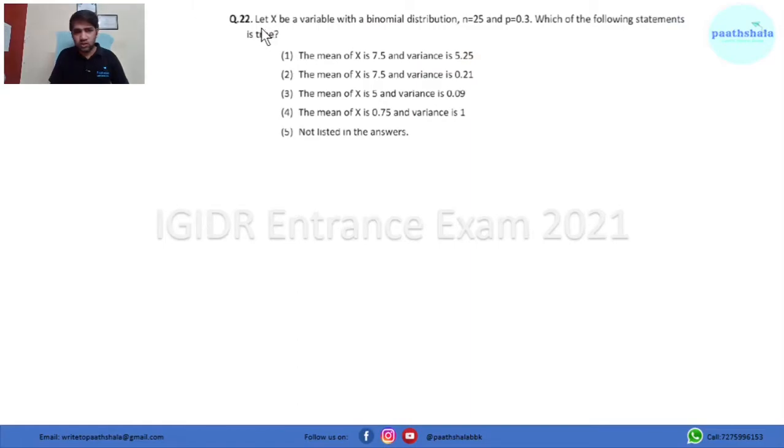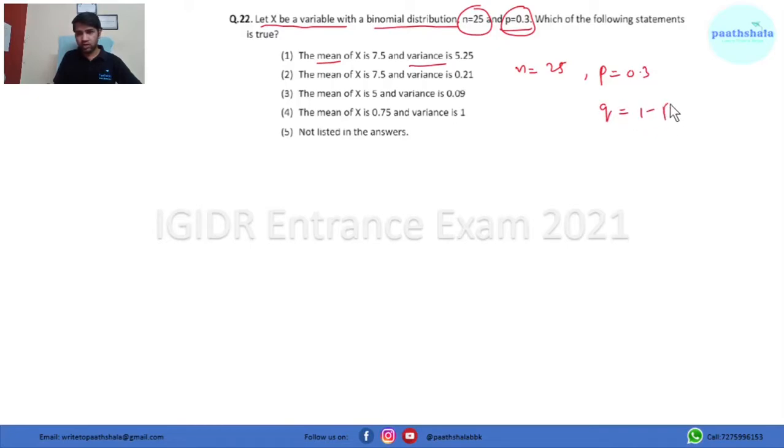In this question, you can see that it is asking: let x be a variable with binomial distribution in which n equals 25 and p equals 0.3, which is the probability of success. It is asking which of the following statements is true. So basically you have to find the mean and variance. You know that n is the number of trials and p is the probability of success, which is 0.3. So here we will find q, which is 1 minus p. This comes out to be 1 minus 0.3, so this will be 0.7.